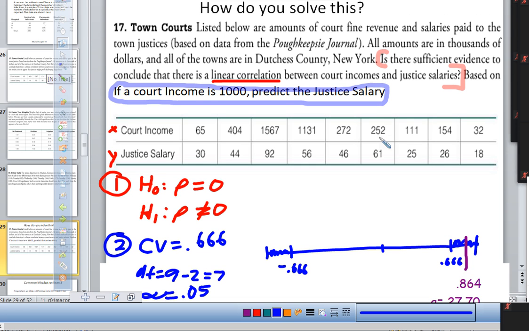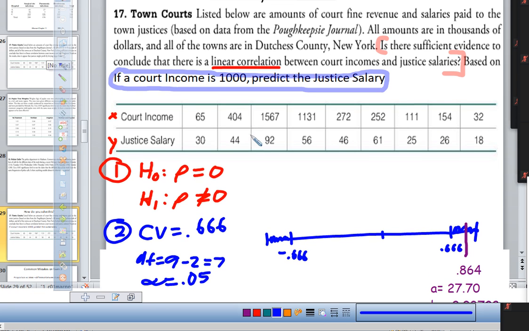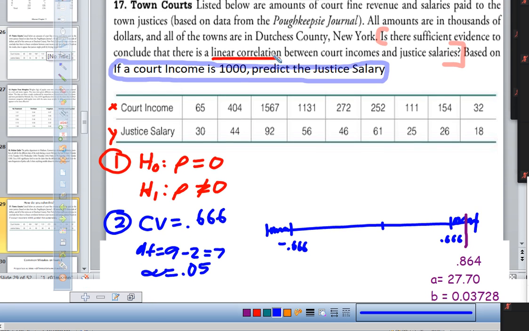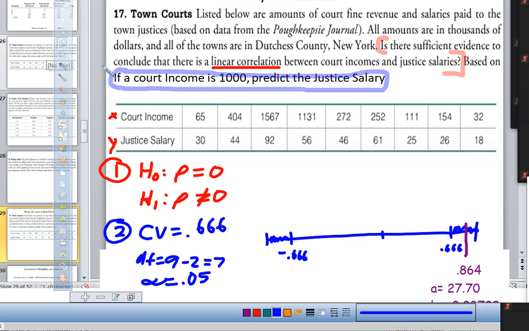Here is our problem. Like we said, it's a linear correlation problem, and we have two parts. The first is the hypothesis test, and the second part is the prediction part: if a court income is 1,000, predict the justice salary. So first off, our hypothesis test.